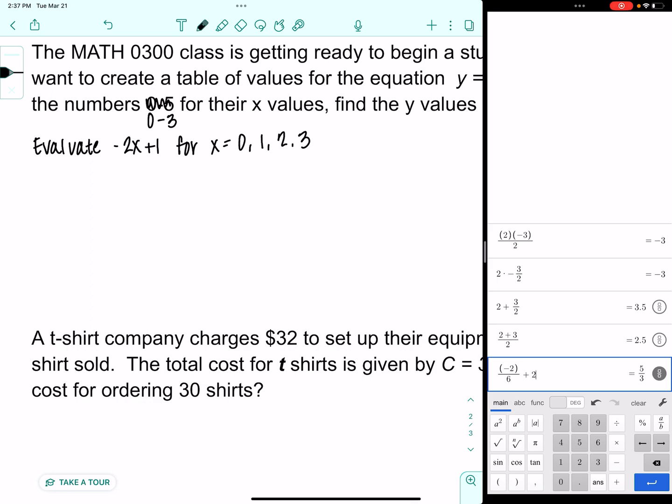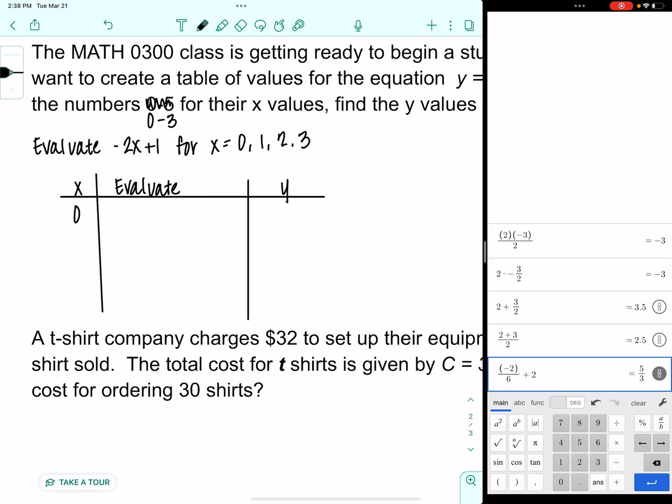I'm going to make a table. I'm going to make an X column. And I'm going to make an evaluate column. And it's going to give me a Y value. That's what we're going to call our answers. So when X is 0, 1, 2, and 3, we're going to evaluate our expression.